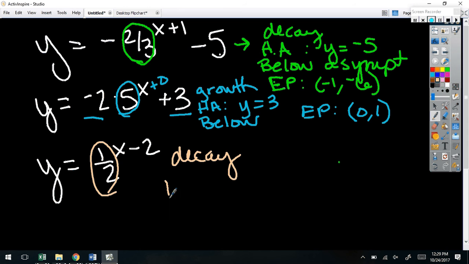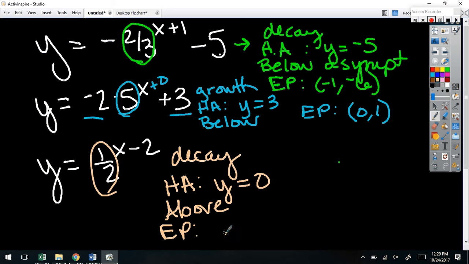I forgot the horizontal asymptote first. Horizontal asymptote: 0. It's not there. It's 0. Above or below? Above. Easy point. H is first. 2. Then A plus K. Close. 1. B is a half and A is 1.